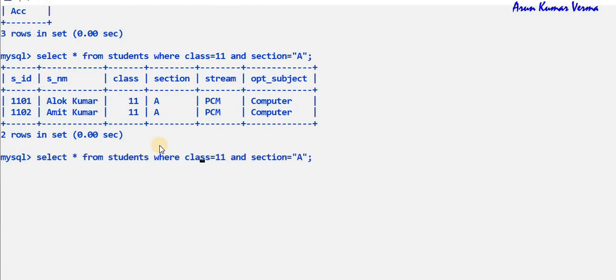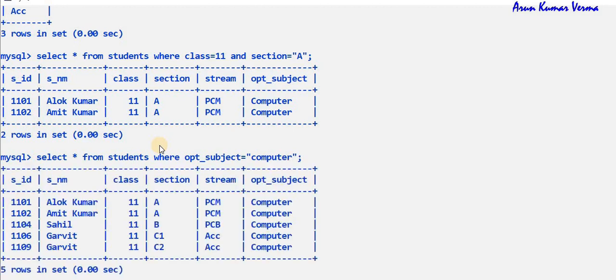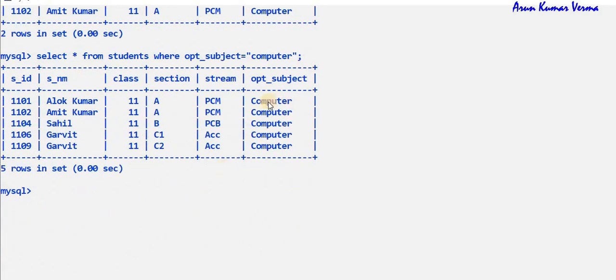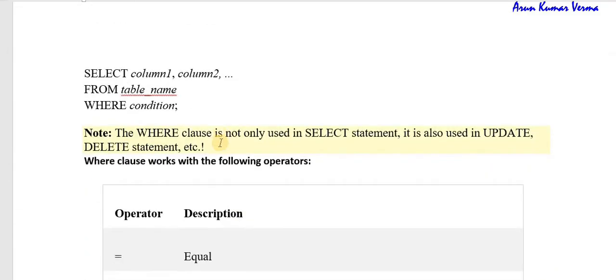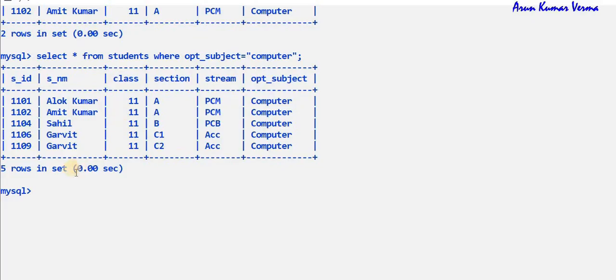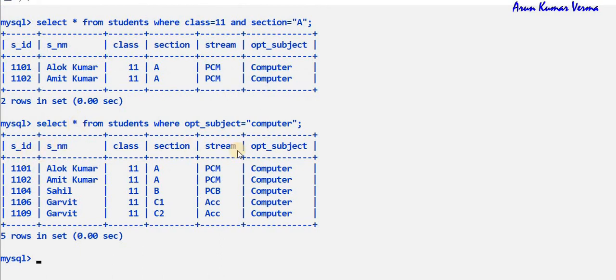So you select asterisk from student where optional subject equals to computer. It's very simple. You will get the information about the students who have opted for computer as an optional subject. Here I have used the asterisk sign because I want the information of all the fields. You can use the column names as you want.